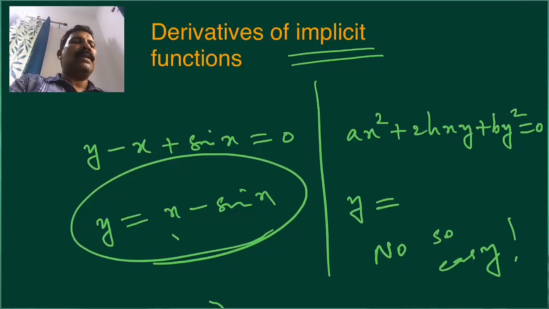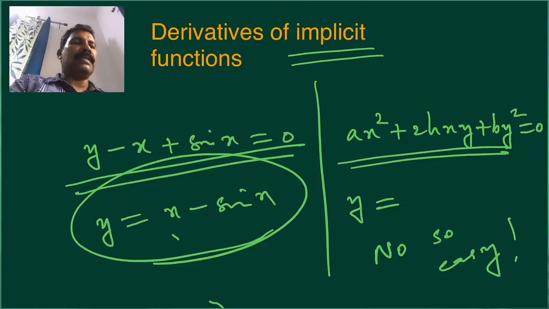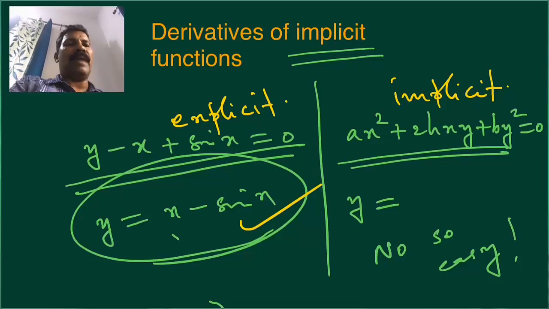Then we can say this is an implicit function and this is an explicit function. That is, this is an example of an implicit function. Why is it an implicit function? It's very simple. We cannot easily find y in terms of x. That's the reason. But here easily we can find it. Then such a function will be called an explicit function.